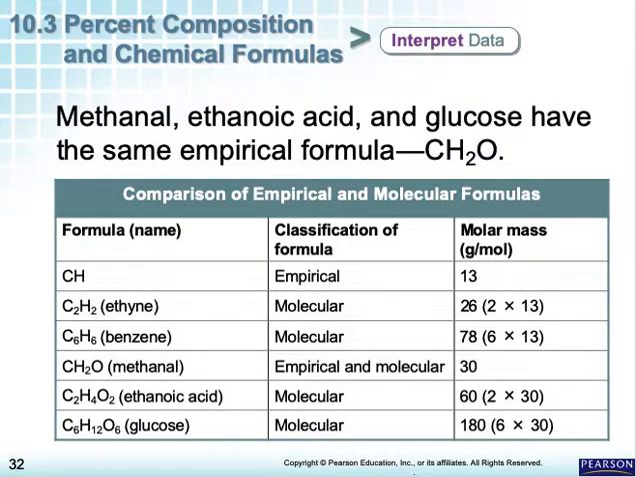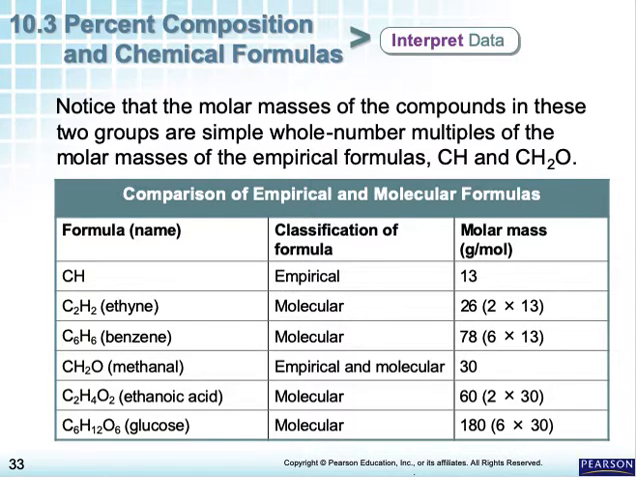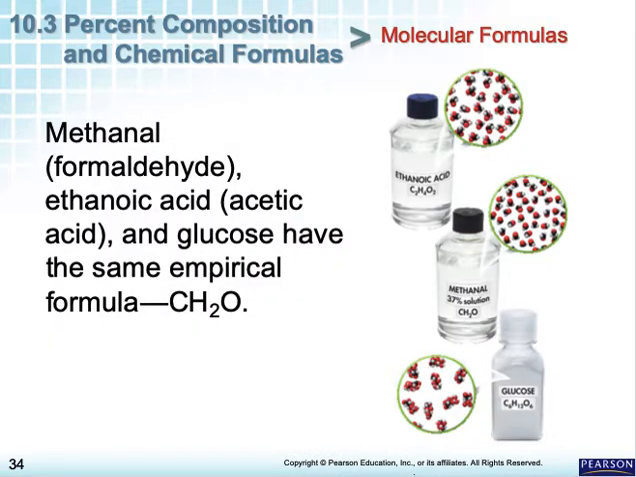So, more of that same sort of thing. Methanol, which is formaldehyde, has an empirical formula that's CH2O. This is the same empirical formula as ethanoic acid and glucose. And so they are very different chemicals. You can eat ethanoic acid, which is vinegar, acetic acid. You can eat glucose, it's fine. But methanol or formaldehyde, you don't want to eat. It would actually kill you.